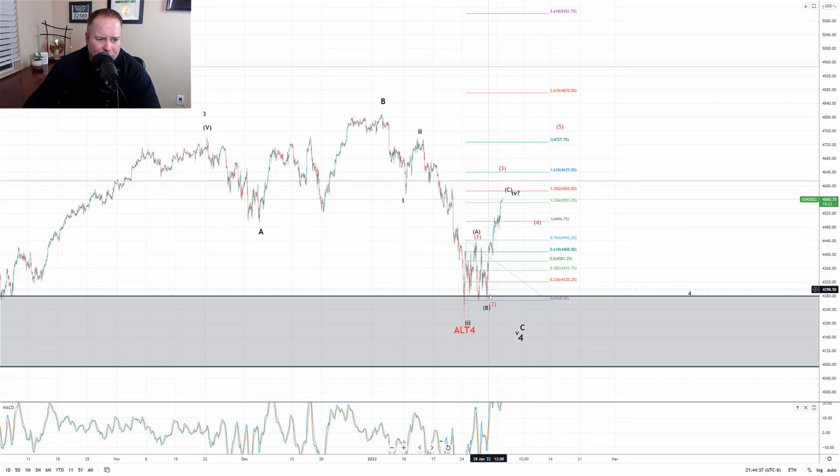Now, this does look like this rally here needs a 4-5 here. But think back to October when we had that rally of, I think it was like 300 points straight up. The market was very oversold.